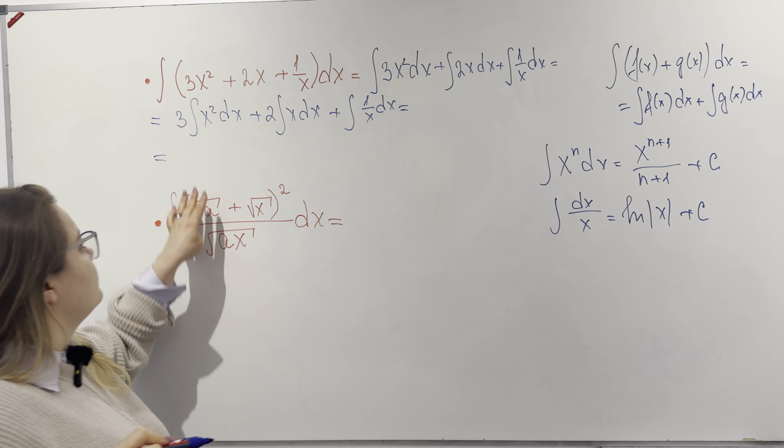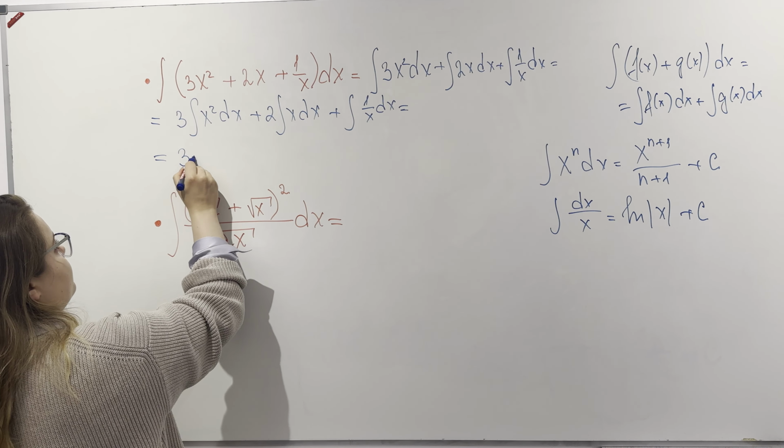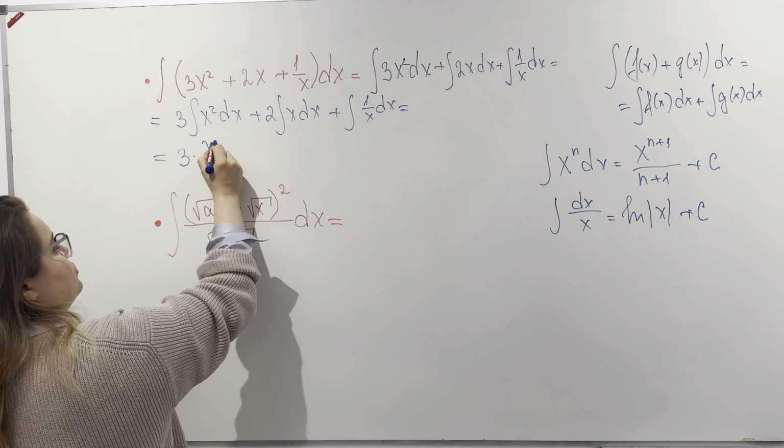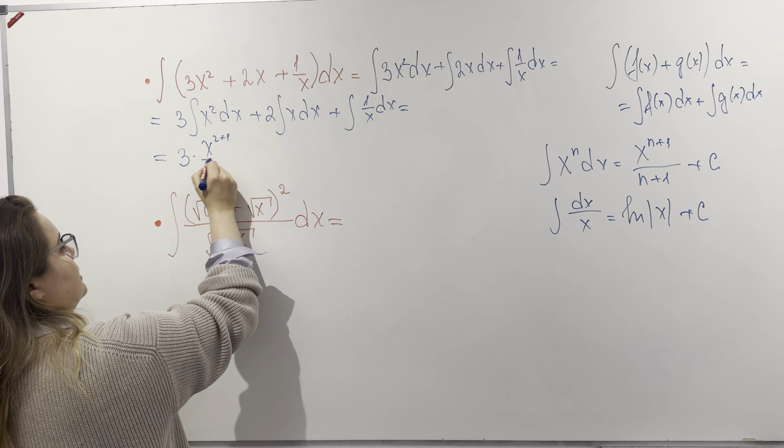So here we can write 3 multiplied by x to the power of 2 plus 1 divided by 2 plus 1, then plus 2 multiplied by x to the power of 1 plus 1 divided by 1 plus 1. And here we can see that it is logarithm of x. And here we need to add some constant, so we can write constant c, which is constant from here, here, and here.